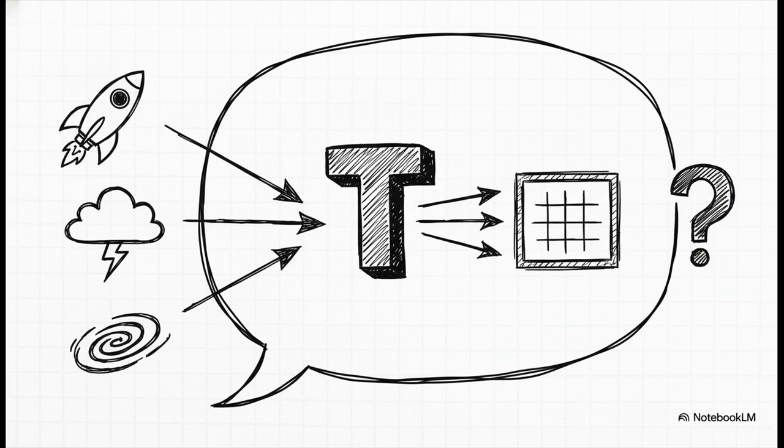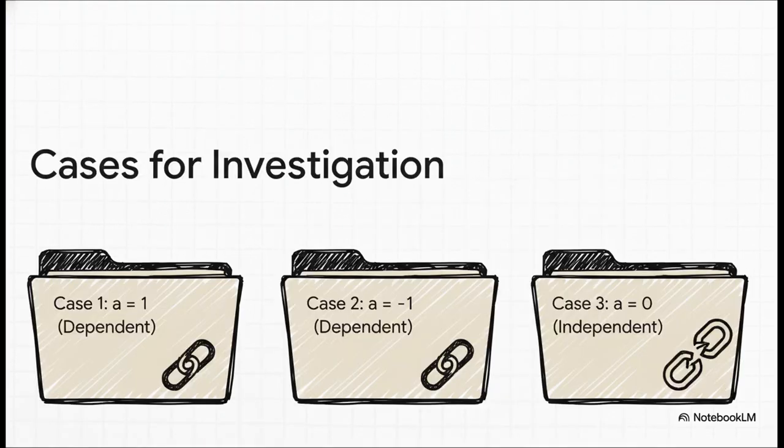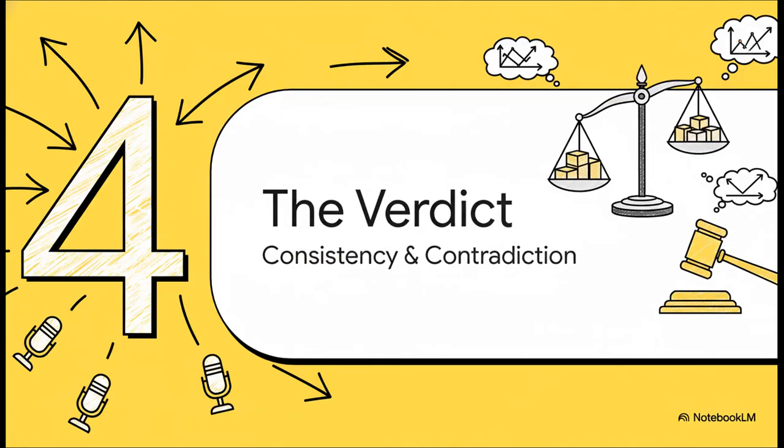Our job is to play detective and see if this claim, this promise, is even remotely consistent with the vector relationships we just uncovered. So to reach a final verdict, we need to run three separate interrogations. We've got to test our two critical dependent cases, when a is 1 and negative 1. And just to be thorough, we'll also test a simple independent case when a is 0, kind of like a control group.